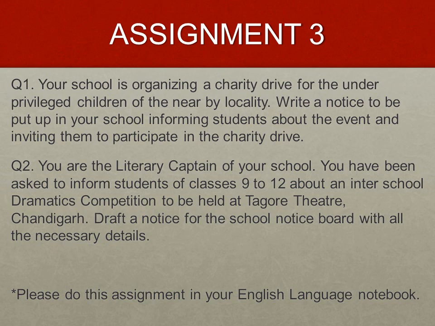Second assignment, you are the literary captain of your school. You have been asked to inform students of classes 9 to 12 about an inter-school dramatics competition to be held at Tagore Theatre, Chandigarh. Draft a notice for the school notice board with all the necessary details. Students, please ensure that this assignment is done again in your English language notebook. Thank you.